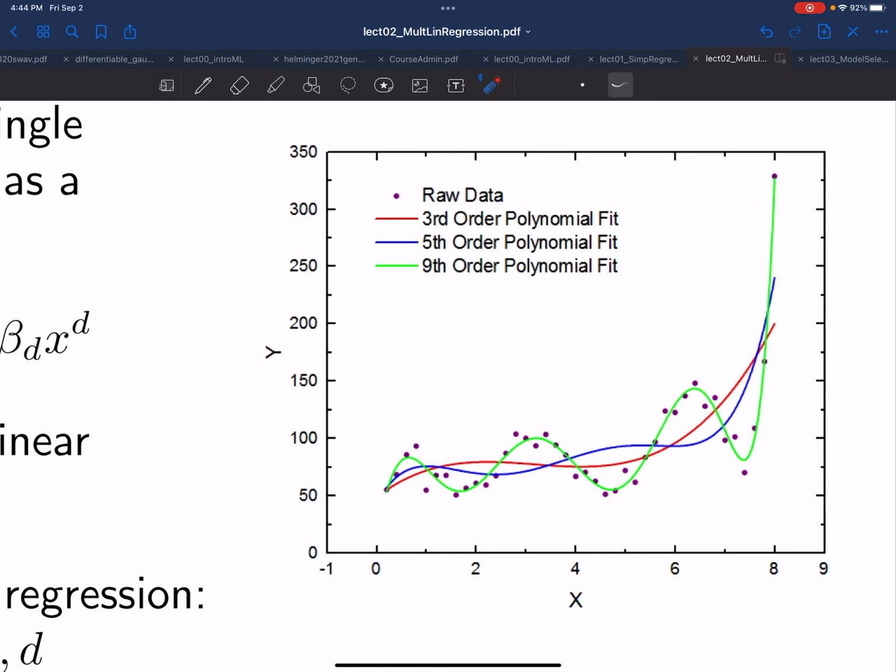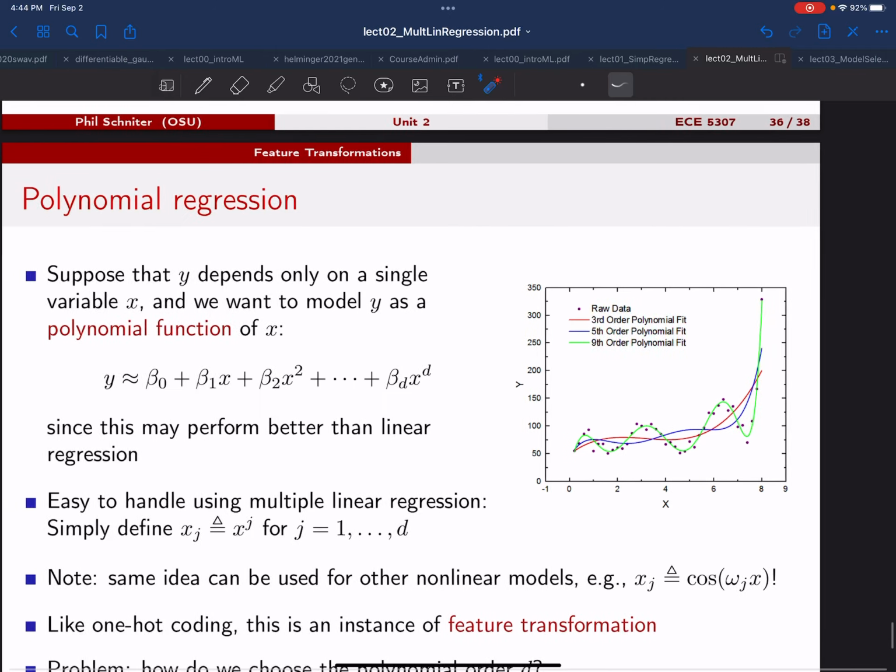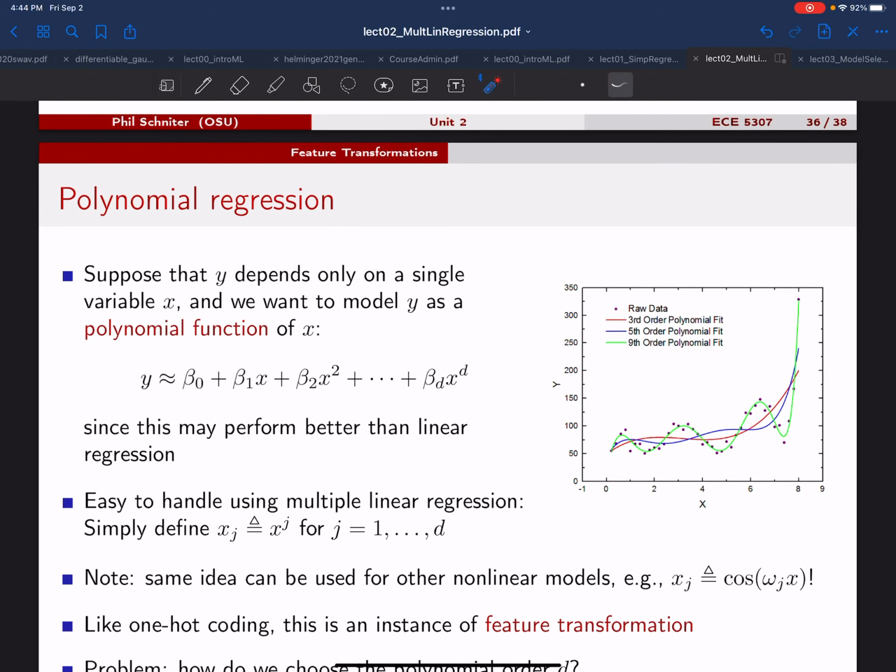So here you can see if the data are these purple dots, it looks like this 9th order polynomial would be a really good choice to do the modeling, better than a linear model or even a 3rd or 5th order, right? So this is pretty reasonable to want to do. And it turns out that you guys have all the tools you need to solve this. All you have to do is come up with features that make our problem look like a multiple linear regression problem.